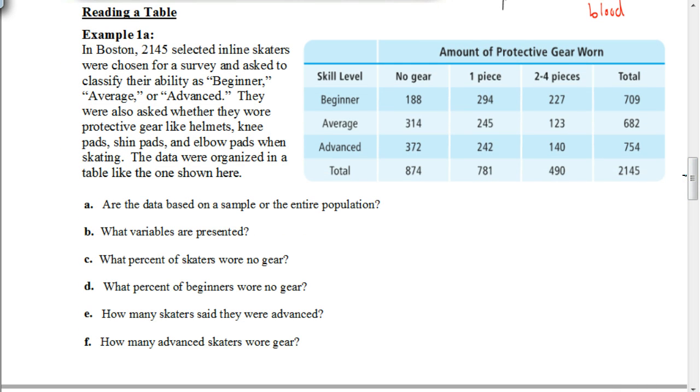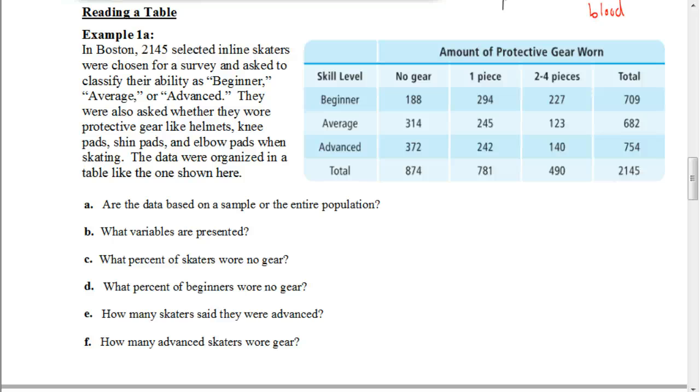Here it says in Boston, 2,145 selected inline skaters were chosen for a survey and asked to classify their ability as beginner, average, or advanced. They were also asked whether they wore protective gear like helmets, knee pads, shin pads, and elbow pads when skating. The data were organized in a table like the one shown here. So you want to figure out, is the data based on a sample or the entire population?